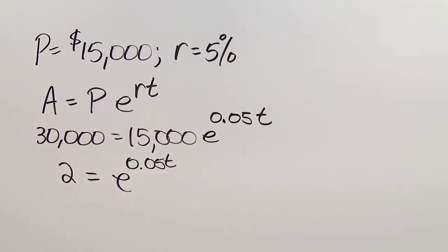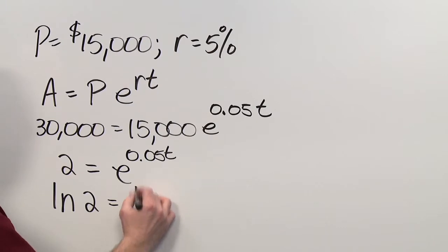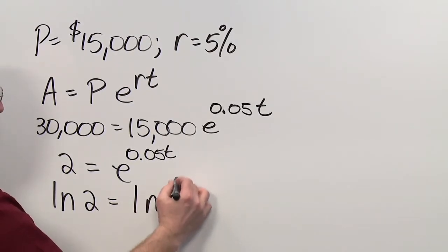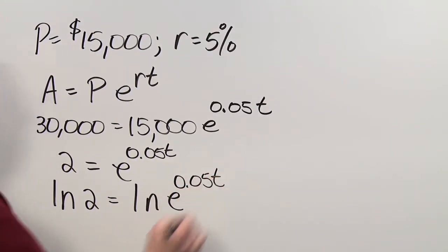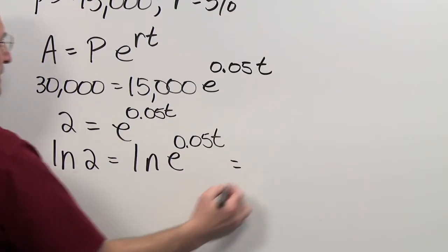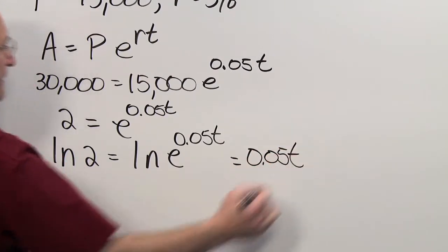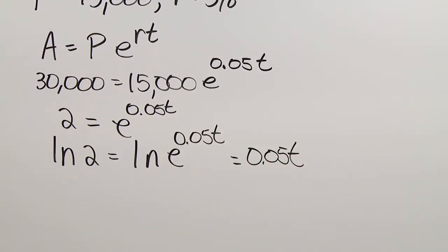Since t is in the exponent, we need to take the log of both sides in order to be able to take t out of the exponent. We'll use the natural log, so the natural log of 2 is equal to the natural log of e raised to the 0.05t. Now, of course, on the right-hand side, that all simplifies to 0.05t. And so now to isolate t, we simply divide both sides by 0.05.